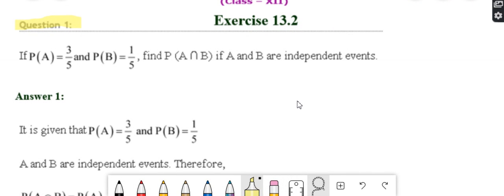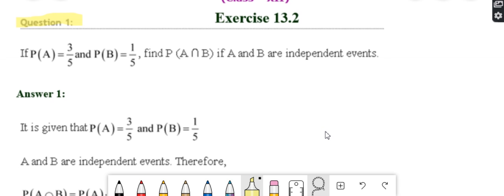Okay, exercise number 13.2. As I explained in the theory portion also, mostly this 13.2 and especially 1 to 10 questions are based on independent events. Now here in question number 1, what is available? P of A is given, P of B is also available, and find out P of A intersection B.